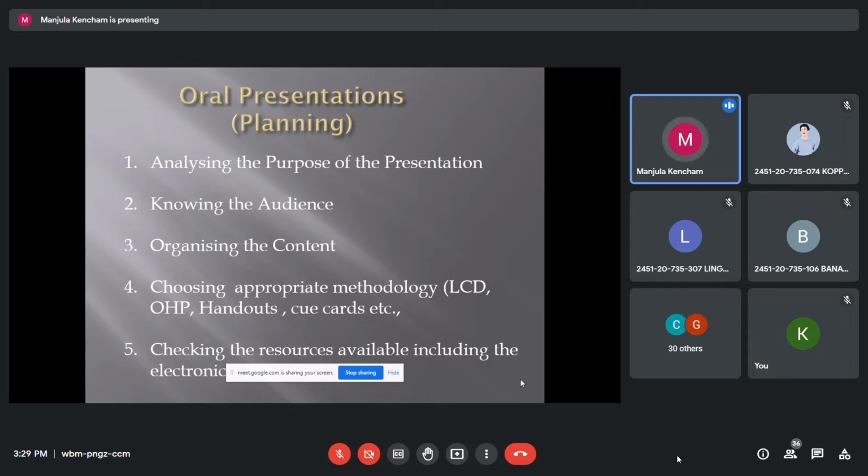So content might be too vast. If it is too vast, it makes no sense in hurrying through each and every part of it and say, yes, my presentation is over. Instead, I wish to make it very, very targeted. I wish to make it very focused. So that is how I can organize the content of my presentation.